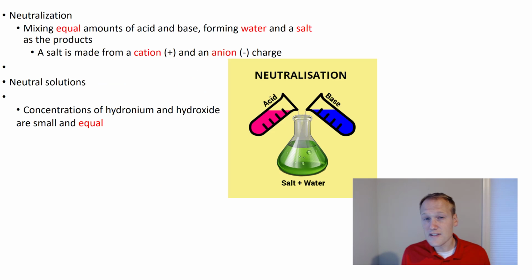Neutralization is when we mix an acid and a base together. What this is going to produce is an H+ ion and an OH- ion are going to bond together and produce water. And then the other two cations and anions are going to pair together and form a salt.